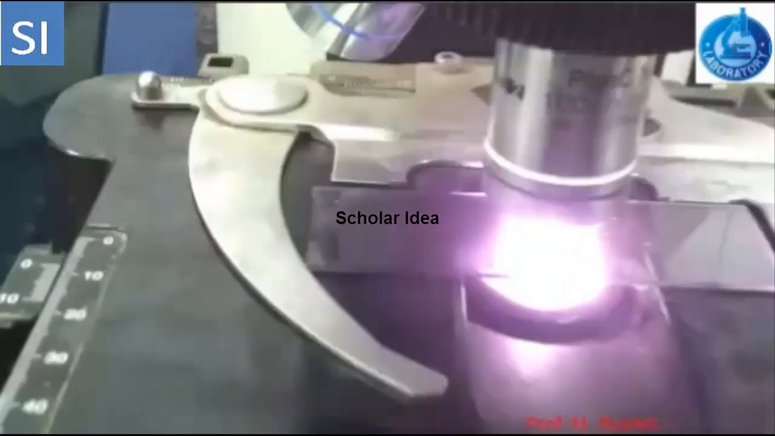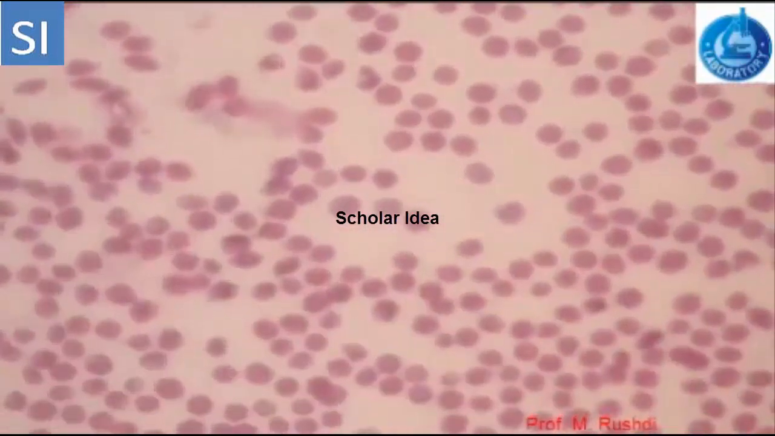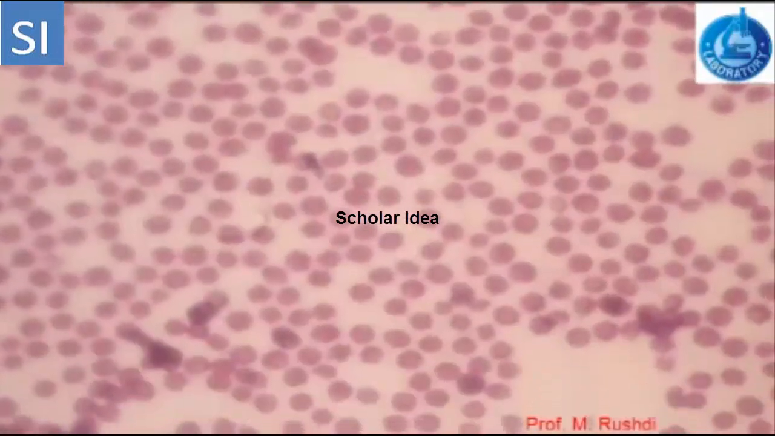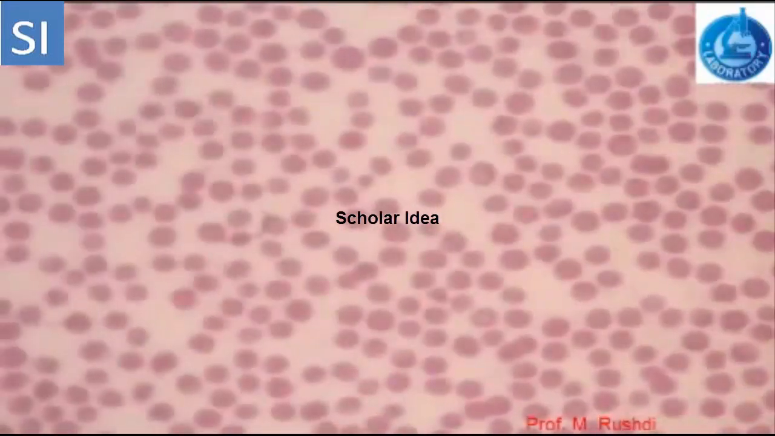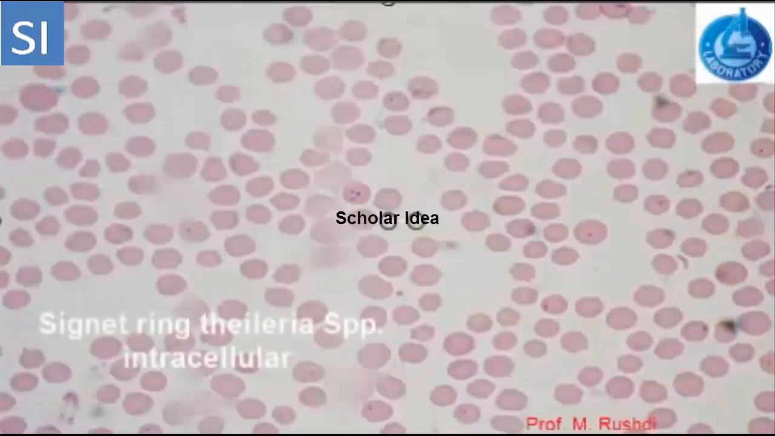The Theileria parasite is an intracellular blood parasite present inside the red blood cells and takes the form of a signet ring. So the presence of the signet ring blood parasite inside the red blood cells is characteristic of Theileria annulata infection.